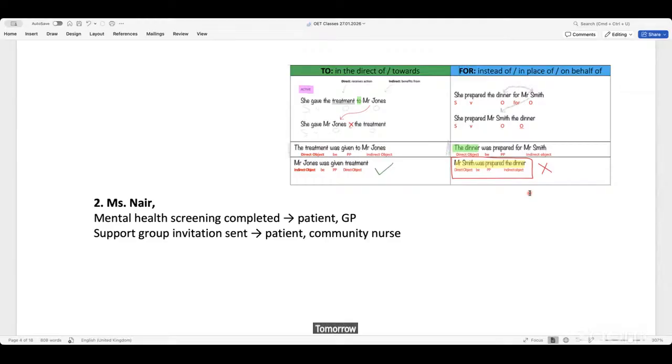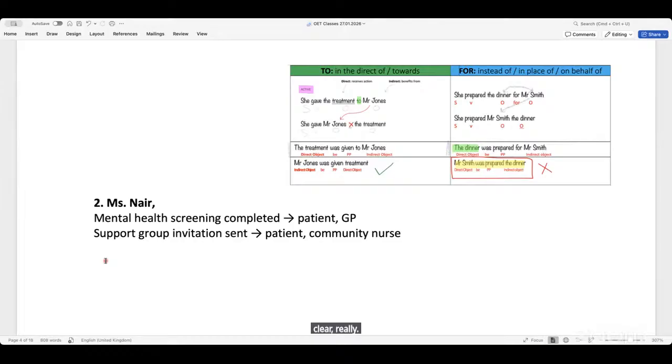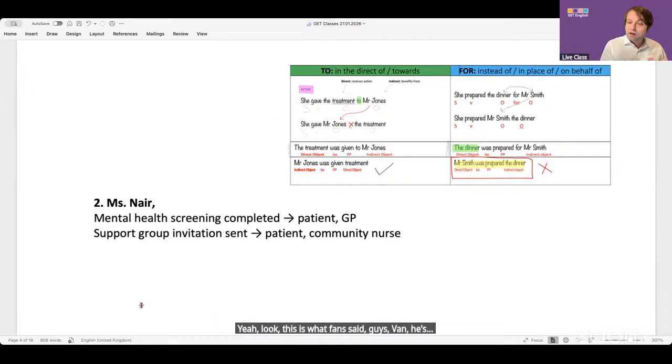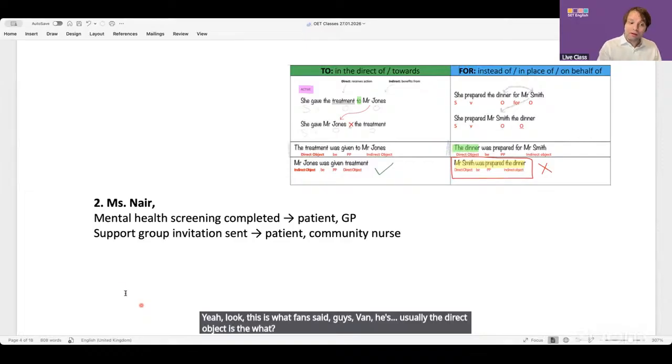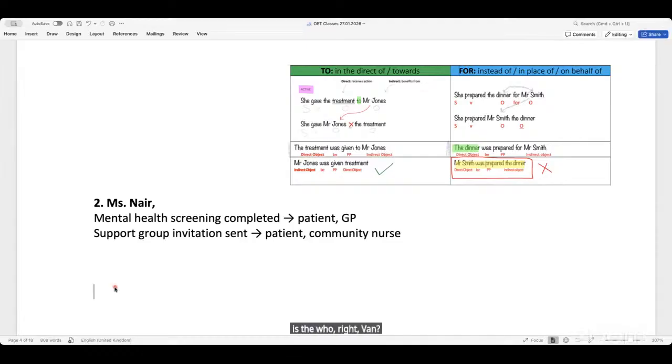Tomorrow we'll do more two objects, but I'm going to make it slightly more difficult with the case notes. Today should be clear, really. Yevgeny, is that the direct or the indirect object? Direct, I hope. Yeah, look, this is what Van said. Usually the direct object is the what, and the indirect is the who, right, Van? Yeah, it can be who, but also whom is also direct in my language.